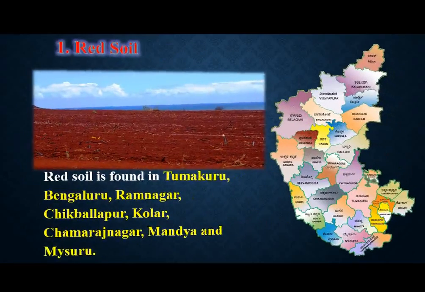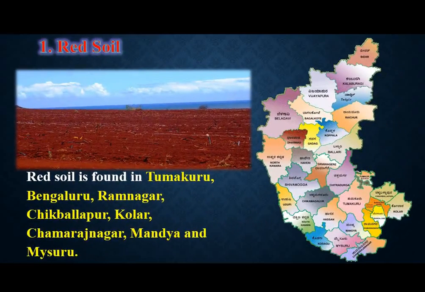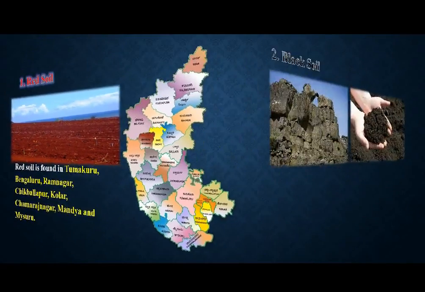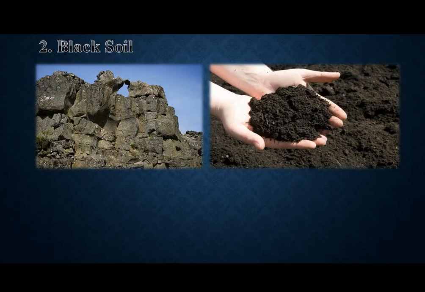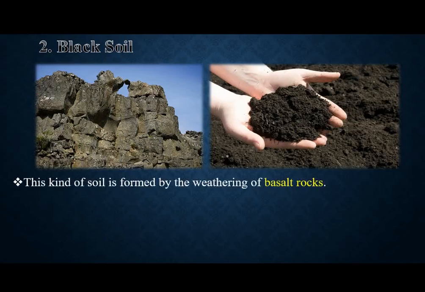So if I want to tell you where exactly this red soil can be seen in Karnataka, it is in Tumkuru. We can see that Bengaluru, Ramnagara, Chikballapura, Kolar, Chamarajanagar, Mandya and Mysuru are the places where we can see this soil.